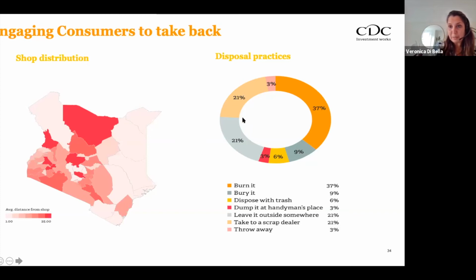In terms of disposal practices, it was clear from our study that most people were going to burn the e-waste they had at home, after having kept it in the house, hibernating, for a long time. Next slide, please.